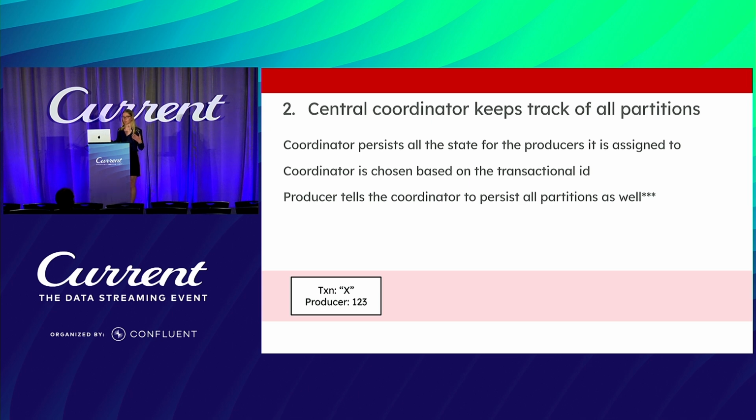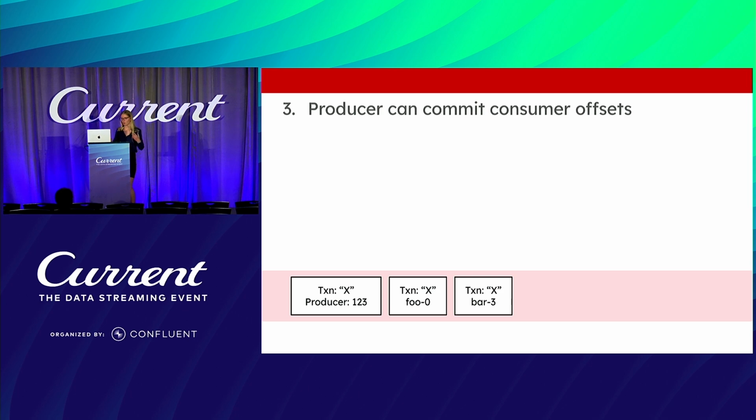So there'll be this add partitions request that we send to the coordinator, and we'll add our partitions. So for example, foo, that's one of our partitions in our transaction. We're going to add it. And maybe we have another partition like bar. I put these three asterisks because for now, the producer has to send this request directly to the coordinator, but that may change with KIP-890. Well, spoiler alert, it will change with KIP-890. So I mentioned earlier the producer can also commit consumer offsets.